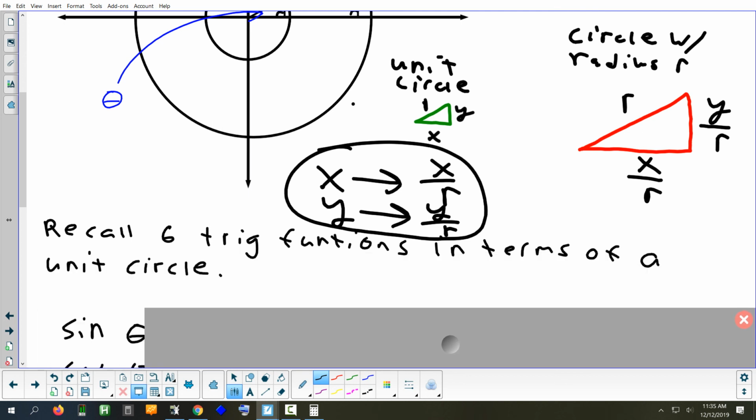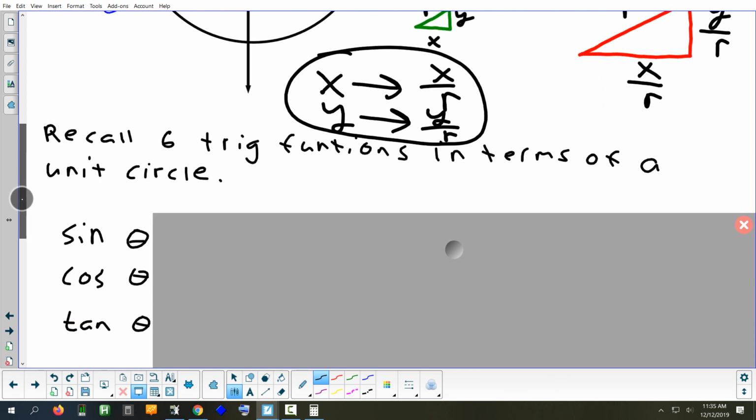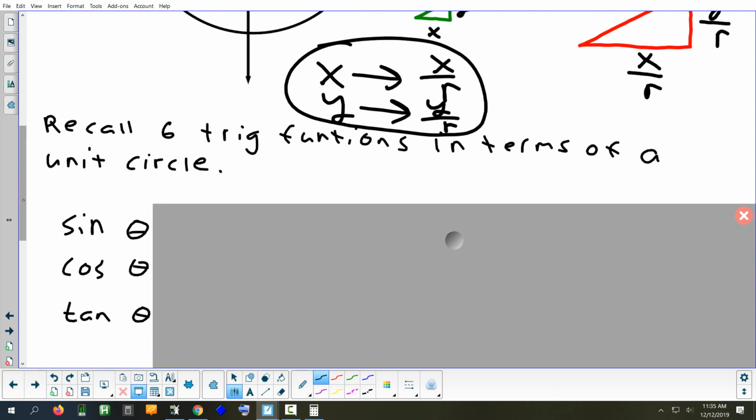So, originally, on the unit circle, sine was which letter?